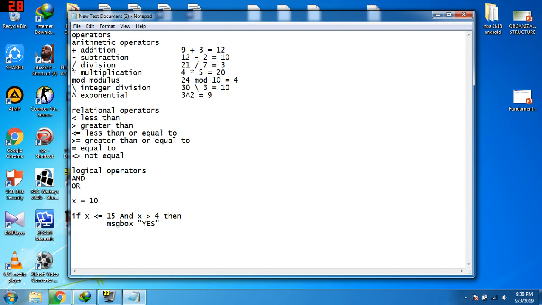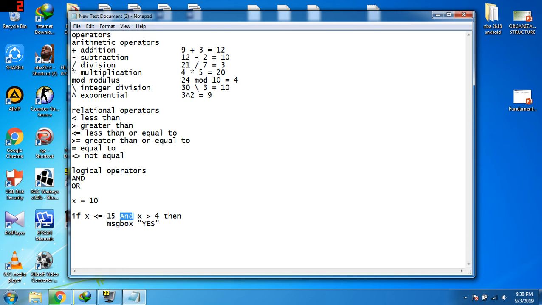Given this example, we have a condition. This one, x is greater than or equal to 15, is already one condition. And then x is greater than 4. This is the second condition. Now, we use the word and para pagsamahin yung dalawang statement.